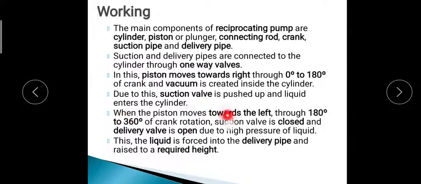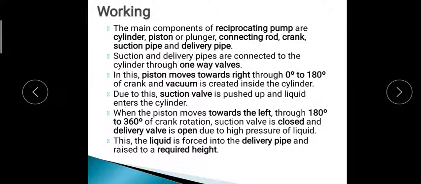When the piston moves towards the left through 180 degree to 360, see now, the crank it is like this, taking place 0 to 180 degree. Now if it goes like this, it is 180 to 360 degree. So when the piston moves towards the left through 180 to 360 degree of crank rotation, the suction valve is closed at that time and the delivery valve is open due to the high pressure of the liquid. So it is created with suction pressure, and it is being pushed with high pressure.